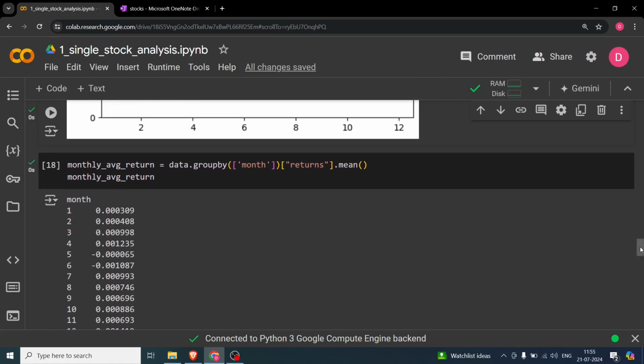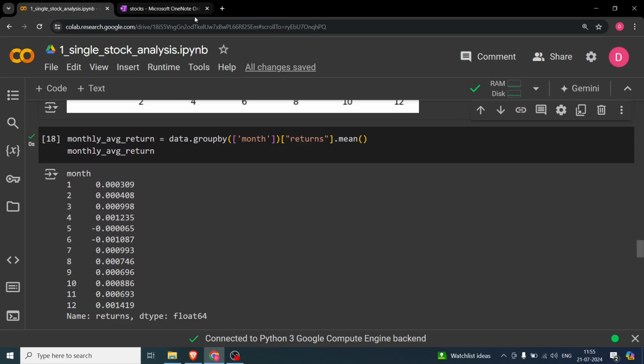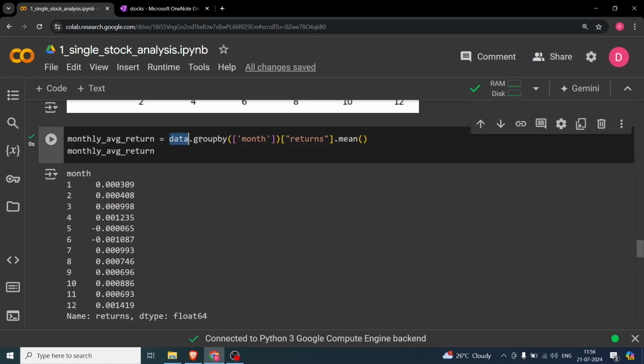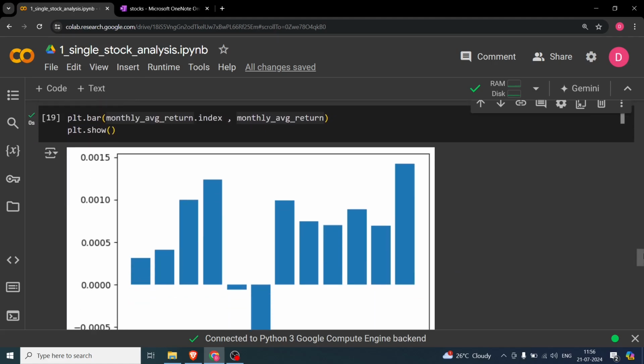Okay, now this was for closing prices. Now what if I want the returns, because we are mostly interested in the returns? So again you do the same thing, you say group by month, but instead of close price, now you plot the returns, and then again you take the mean. You see over here, mostly you have positive numbers. From January, February, March, April, you have positive numbers. Then for 2 months, May and June, you have negative numbers. Again from July to December, you have positive numbers. So let's plot this over here in a bar chart.